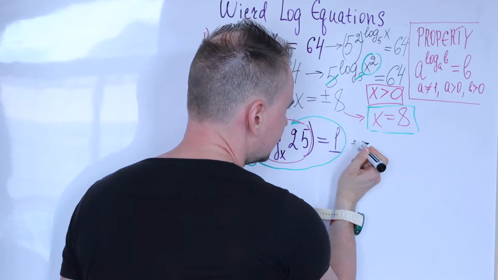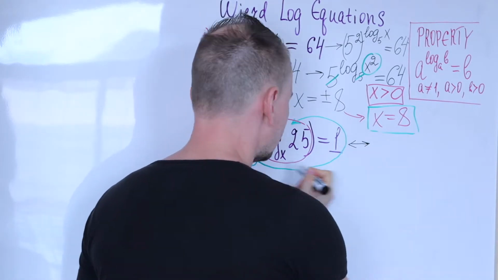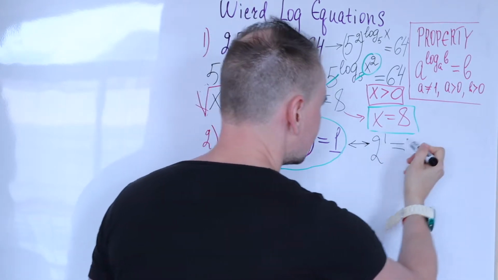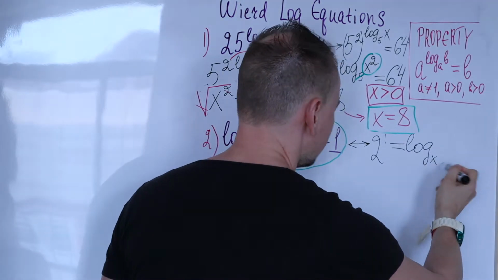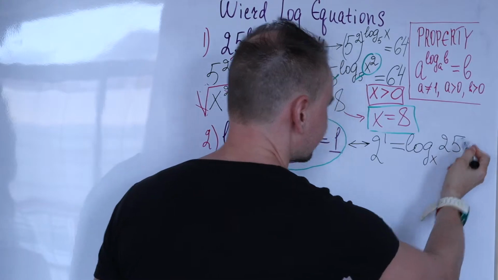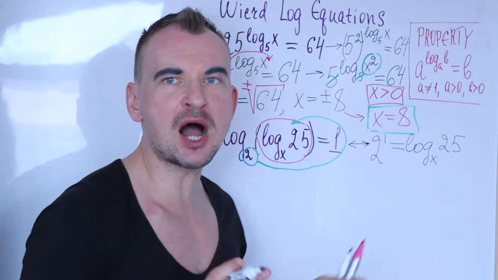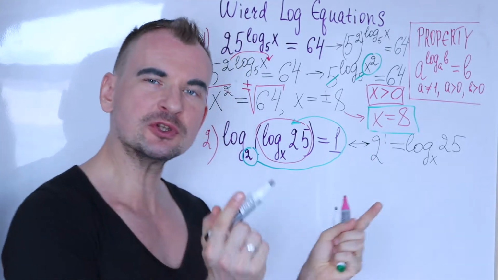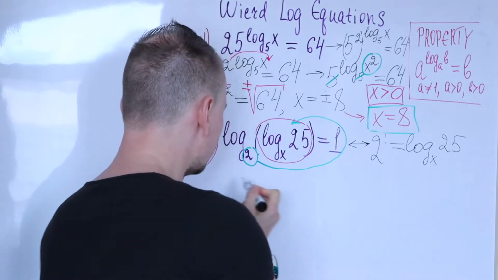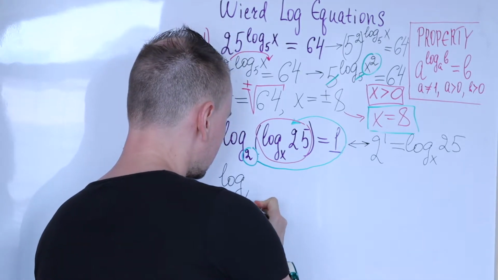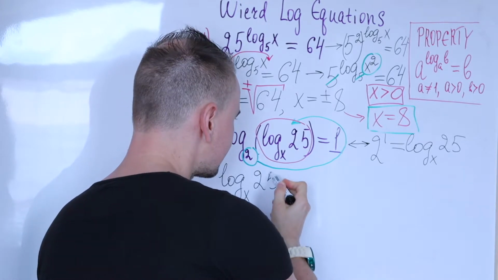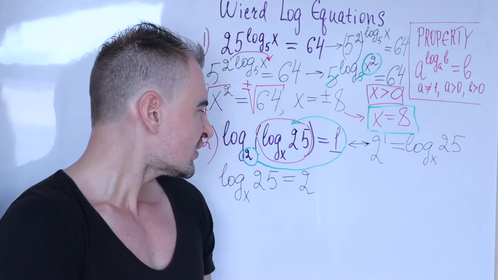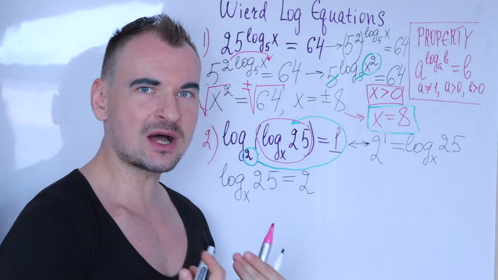Now it becomes, so it's equivalent, you grab this 2 to the first power, set it equal to this argument, log base x of 25. And since 2 to the first power is just 2, this can be replaced with just 2. I'm going to rewrite it in the reverse order: log to the base x of 25 equals 2. It's the same thing. So it's getting better, and now we have only one log.